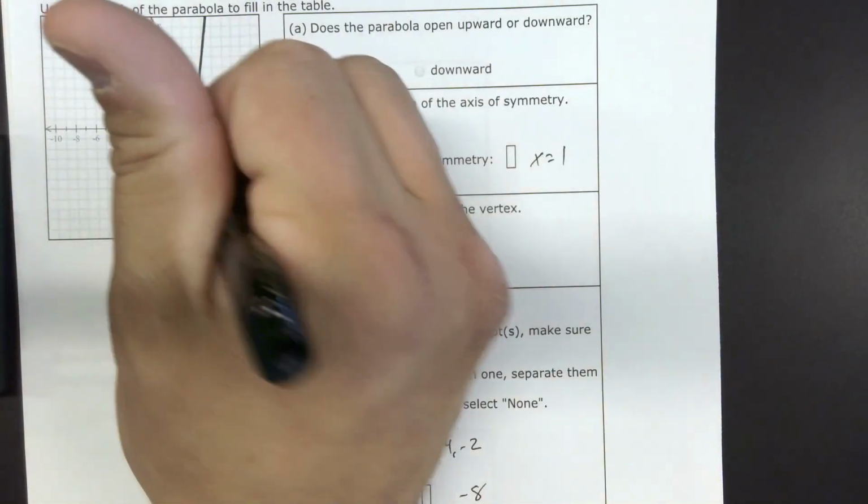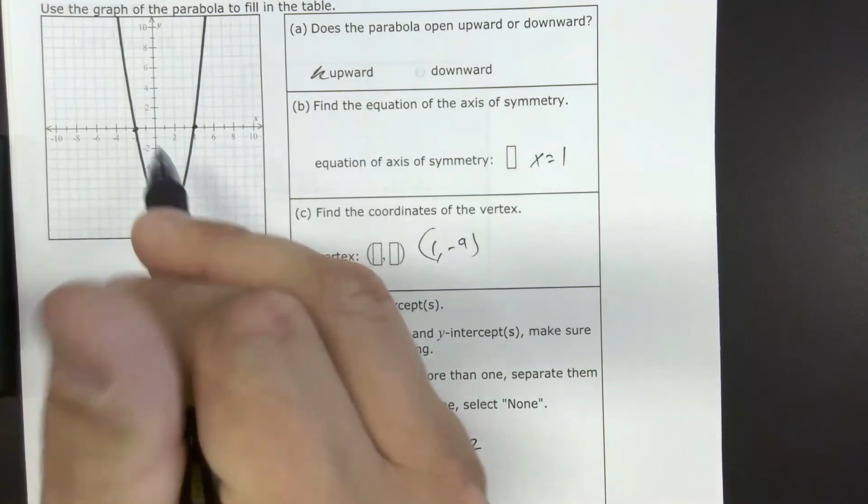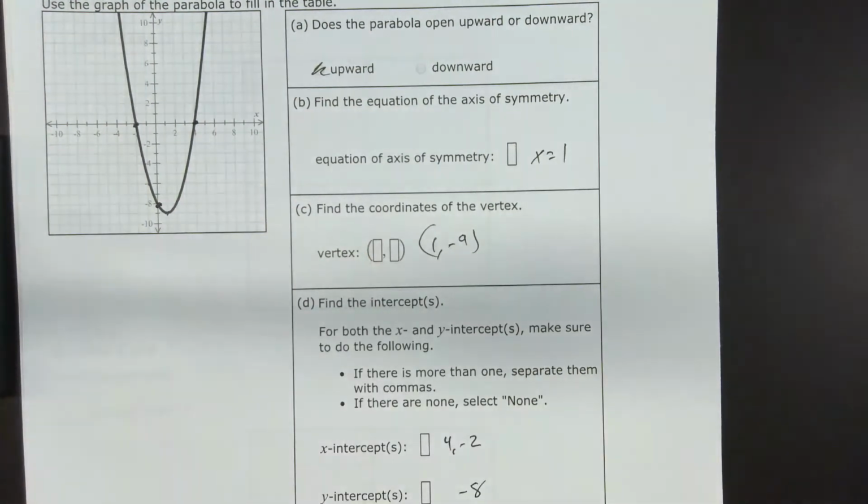Where it crosses the x-axis, those are the x-intercepts. And then it crosses the y-axis right there.